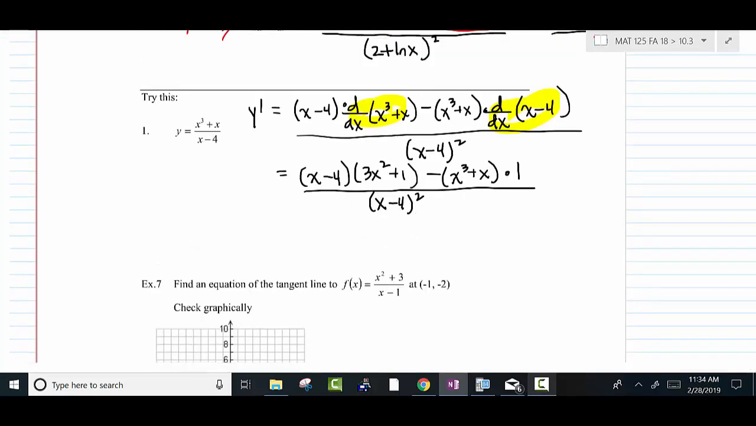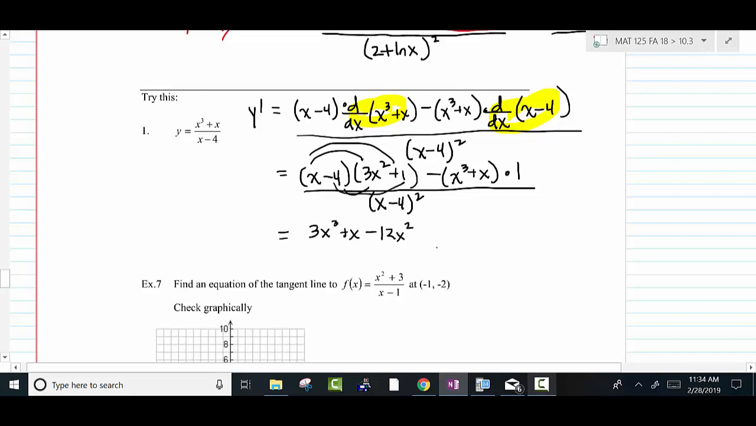Now you have to check your FOIL. See if you did this right. When you do this term, that's going to be 3x to the third plus x minus 12x to the second minus 4. So that's what you'd have on your FOIL. Now notice, what does this negative do? This is the big mistake I see all the time. It changes both signs, right? So be careful about that. You would have minus x to the third minus x, like that. Then you would have x minus 4 to the second.